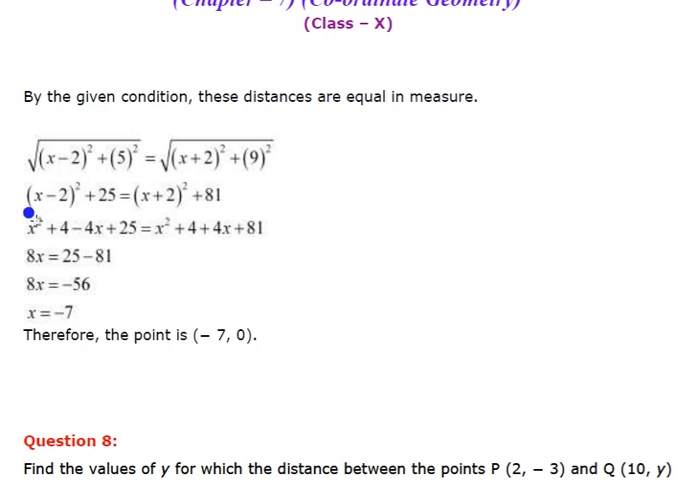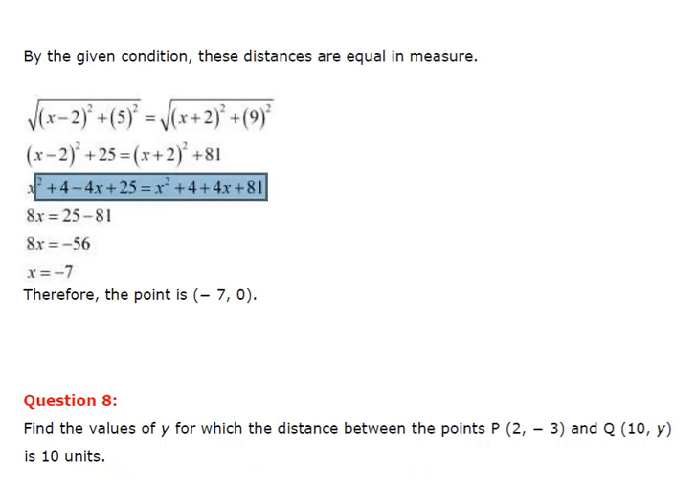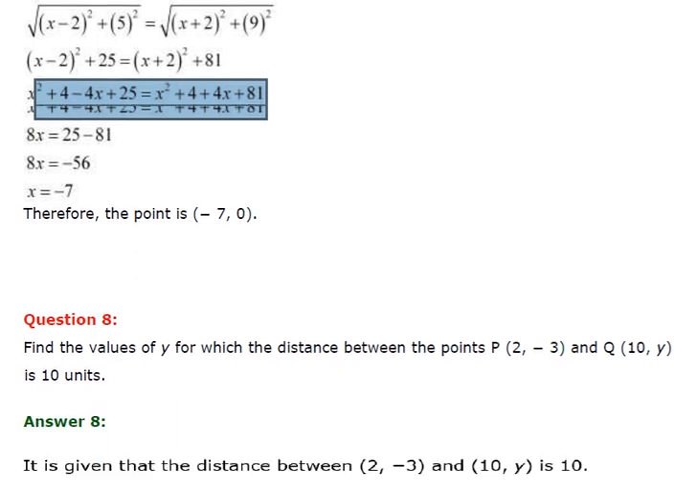Now we have to solve this complete equation, and you know how to solve the equation. So after solving this equation, we will get x is minus 7. So what is that point? That is (minus 7, 0), which is the point equidistant from the two given points. Okay. So now see the next question.